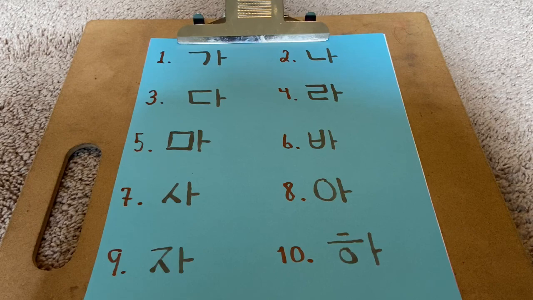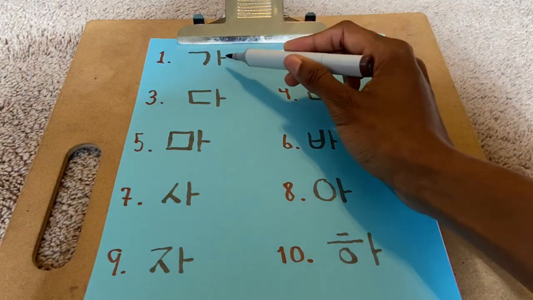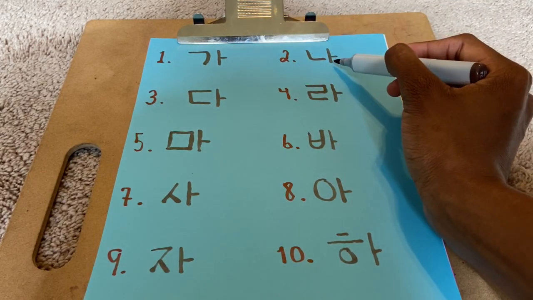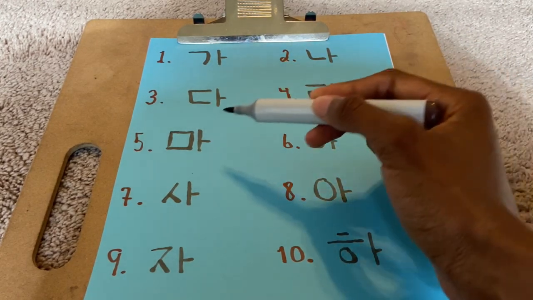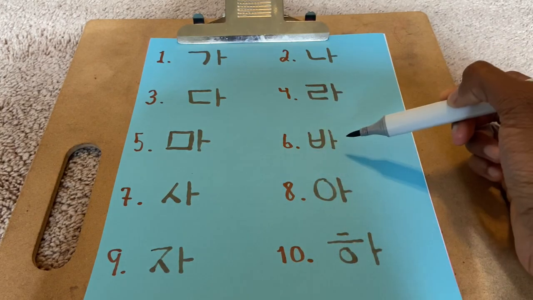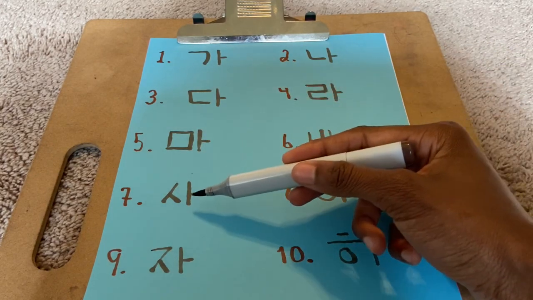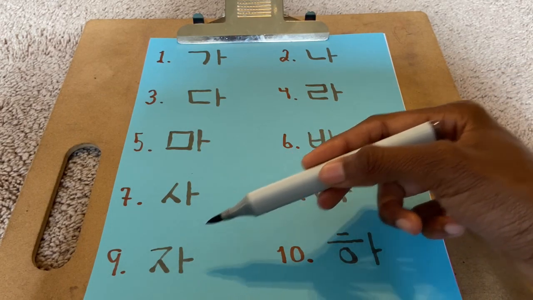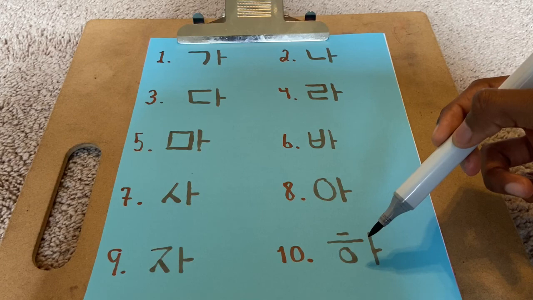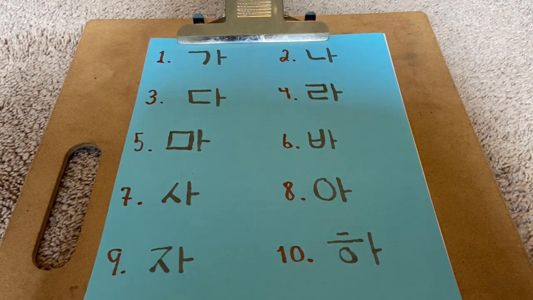So let's review all the consonants we learned today. 가, 나, 다, 라, 마, 바, 사, 아, 자, ha. So remember, consonants 1 through 9 are in alphabetical order. The missing consonants between 9 and 10 are the ones we're going to learn in the next lesson.